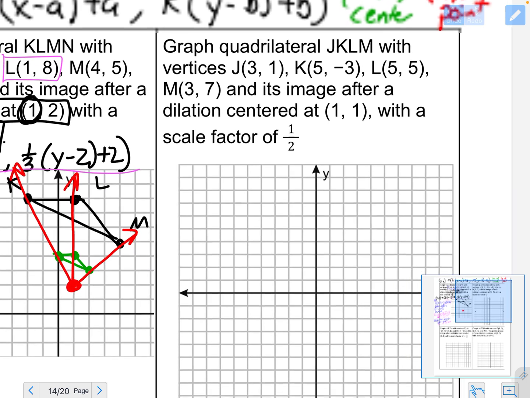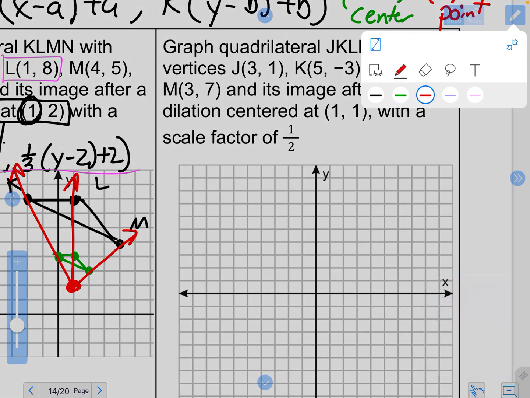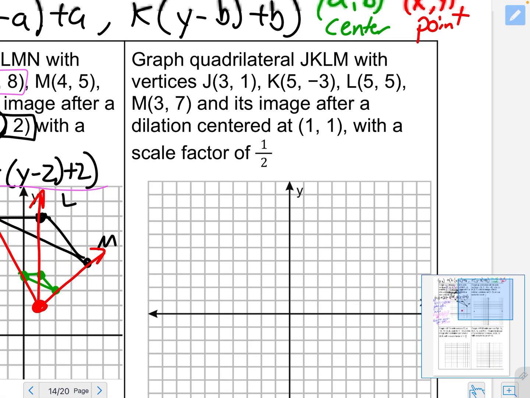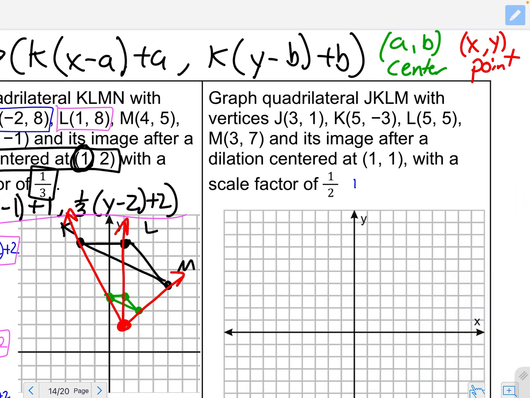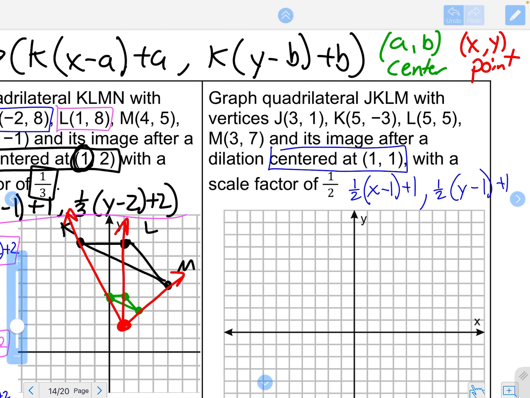All right, so I'm going to help set this problem up, and then I want you to do the math on your own. So if we're using our formula up here, k is 1/2. We don't know what our x is because that's where we're going to get our point, but it's centered at (1, 1). So it's going to be -1 plus 1, 1/2 y minus 1 plus 1. So I want you to do this one on your own, and I want you to check with the class notes.